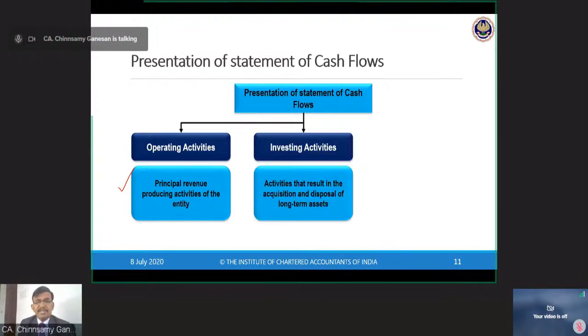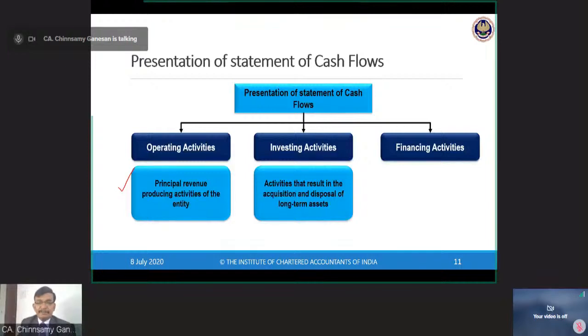Investing activities, as we have said, are the acquisition and disposal of long-term assets. The long-term assets may be what we have seen: property, plant and equipment, intangible assets, investment property. Similarly, we may purchase debentures, equity shares or fixed deposits of another entity, and we are realizing them. Acquisition as well as disposal of long-term assets will be investing activities.